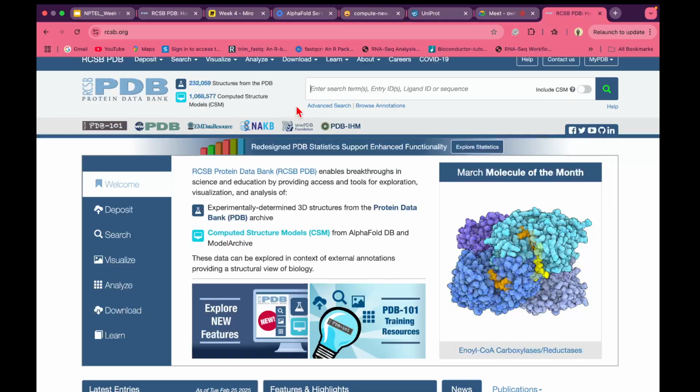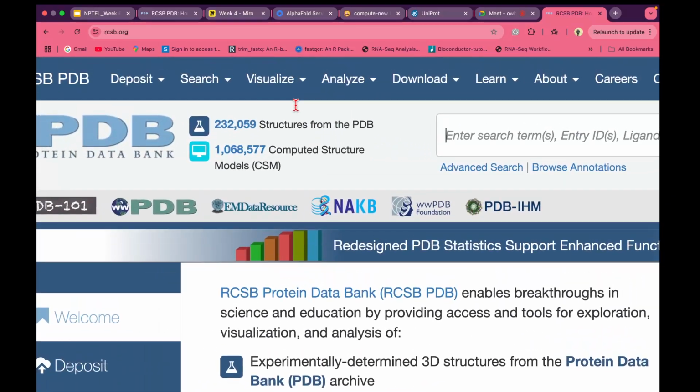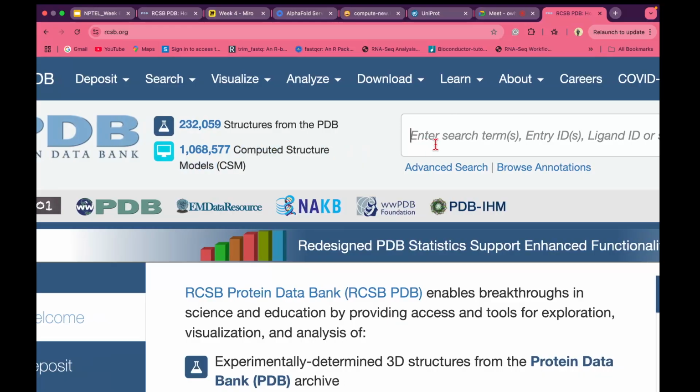So let me type the widely used one, insulin. So before moving on to that, now with the advent of more computational techniques, the data sets in PDB have been divided as structures from PDB, that is structures from experiment, and computed structure models, that is predicted structures. So we have 2 lakhs 32,059 structures from experimentally determined. So first I will be using insulin.